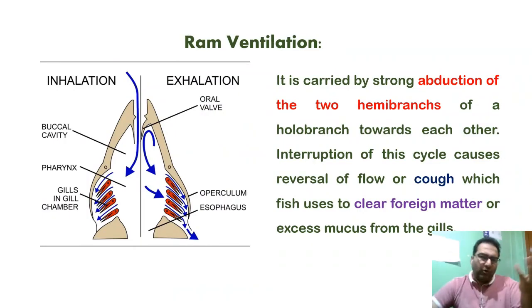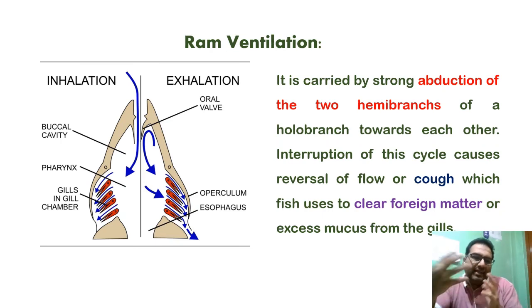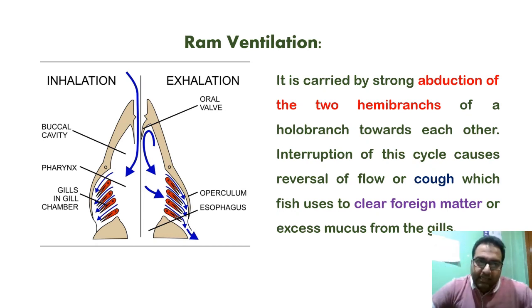Now another important mechanism is seen particularly in the case of elasmobranchs, and that is ram ventilation. Most sharks rely on ram ventilation, forcing water into the mouth. So they forcefully take the water into the mouth and over the gills by rapidly swimming forward. They move forward and gulp the water forcefully. So this is ram ventilation.